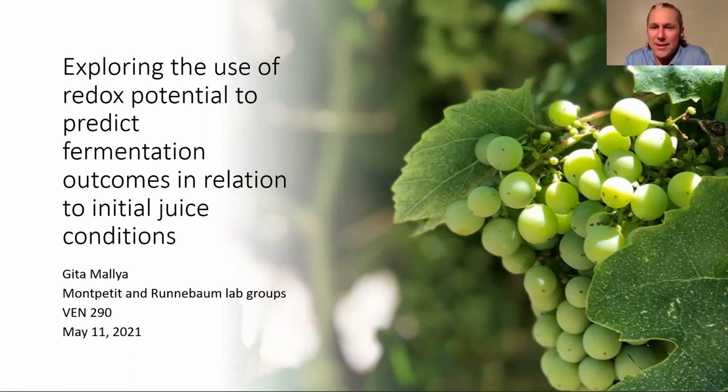Gita graduated from UC Davis with a degree in plant biology, and while she was undergoing those studies, she became more and more familiar with viticulture and enology, and eventually completed some internships either during her undergraduate work at Revolution Wines and then just after graduation at Schramsberg Cellars.